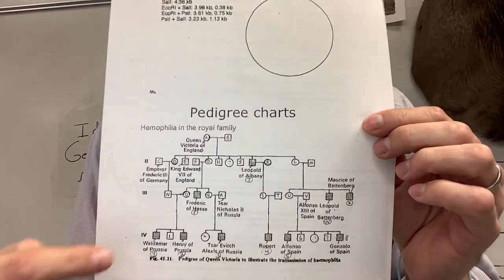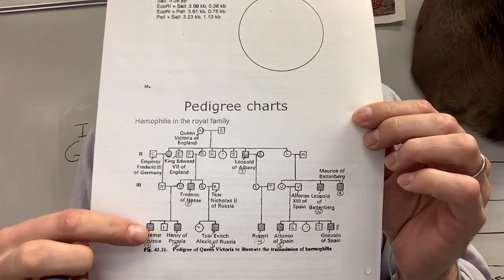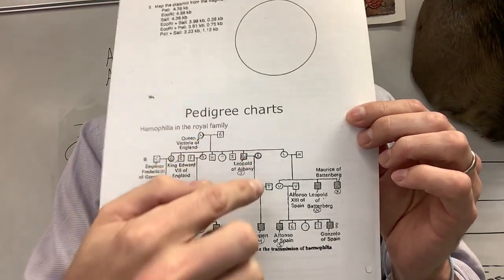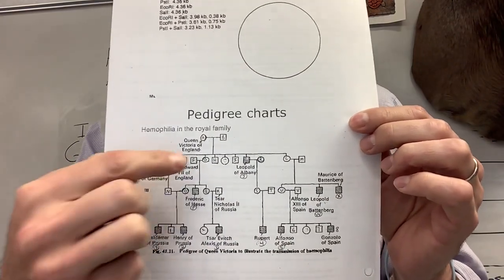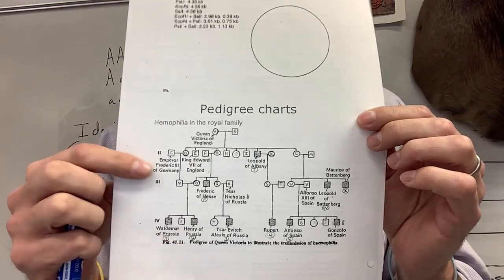But there's people from all over Europe in this. So what we're going to do today, you're going to know the people that have hemophilia. They're shaded in. But all of these other individuals here, you've got to figure out what they are. Okay? And then where these traits got passed down. Okay? So like I said, there's a lot of inbreeding going on, but we're going to work our way through this. So there we go.